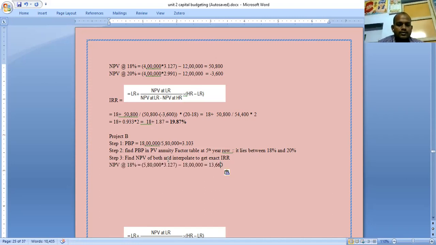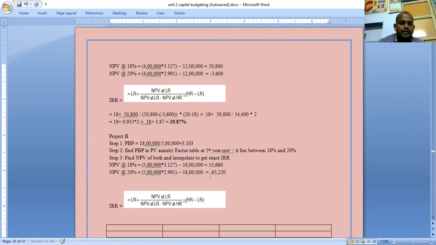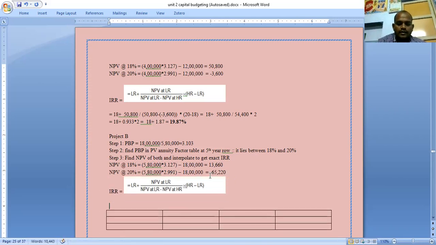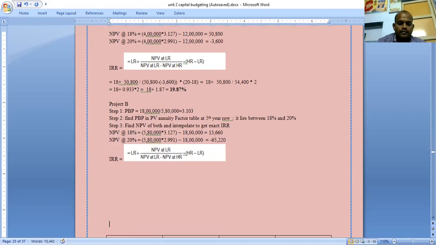So NPV at 18%, present value of inflows minus present value of outflows comes around 13,660. So NPV at 20% comes around minus 65,220. So to interpolate and to find the exact IRR, we have to interpolate these two percentages by using the IRR formula.